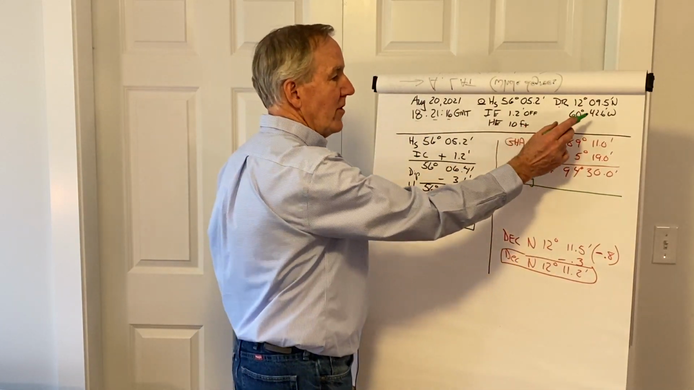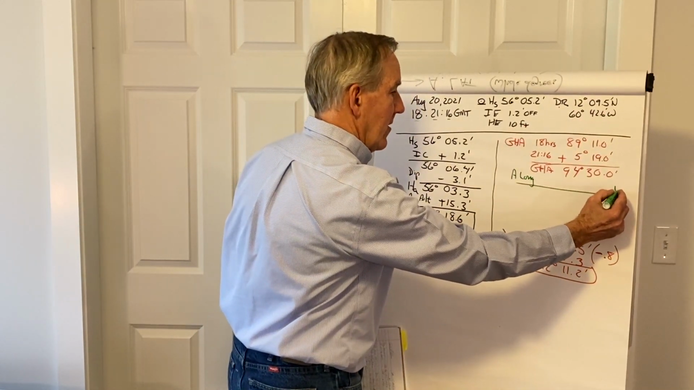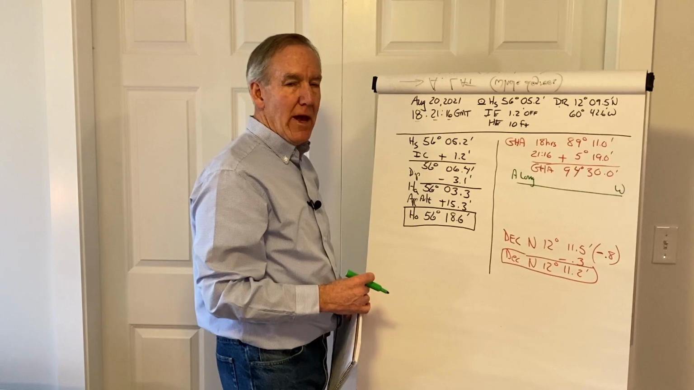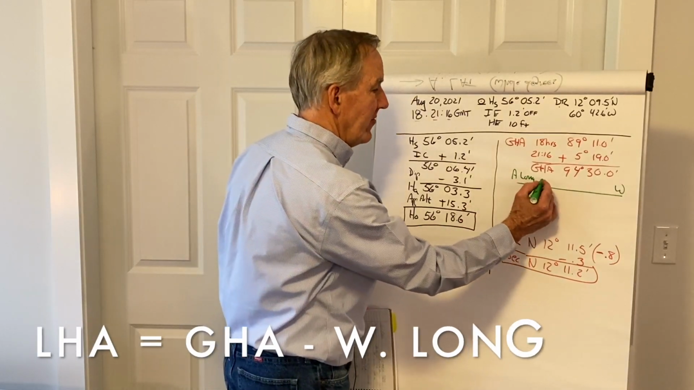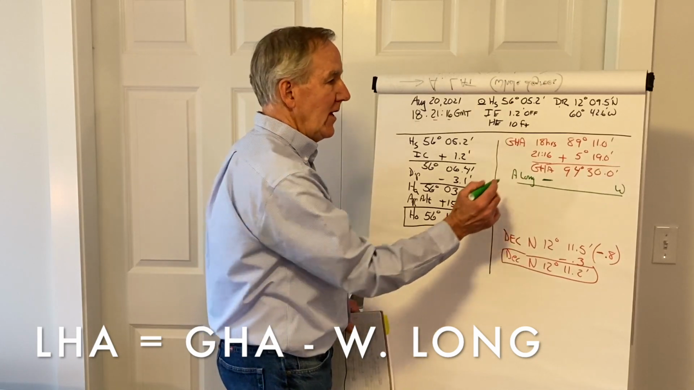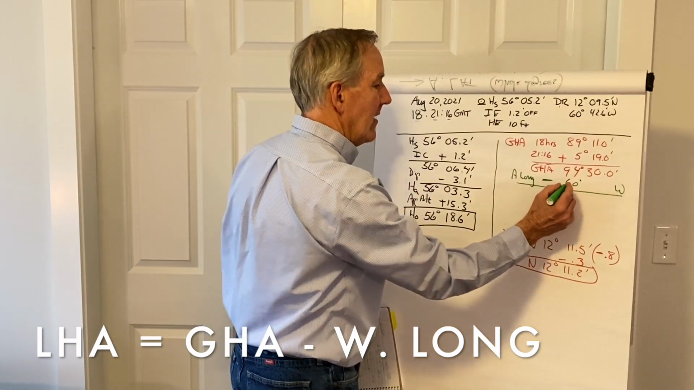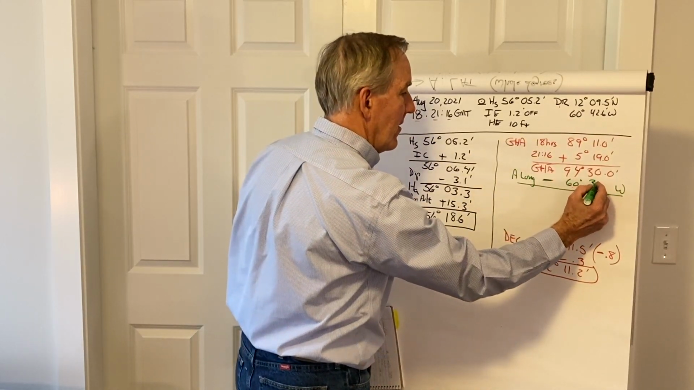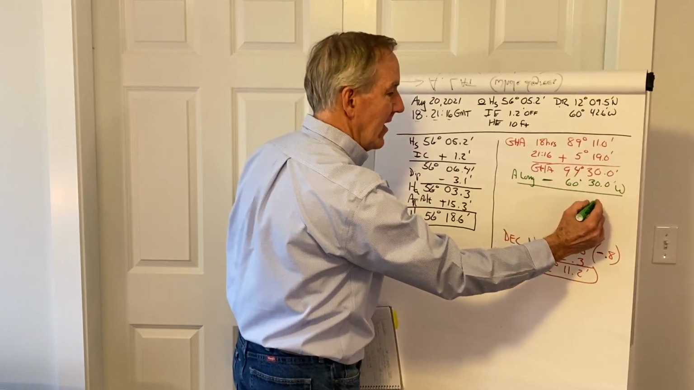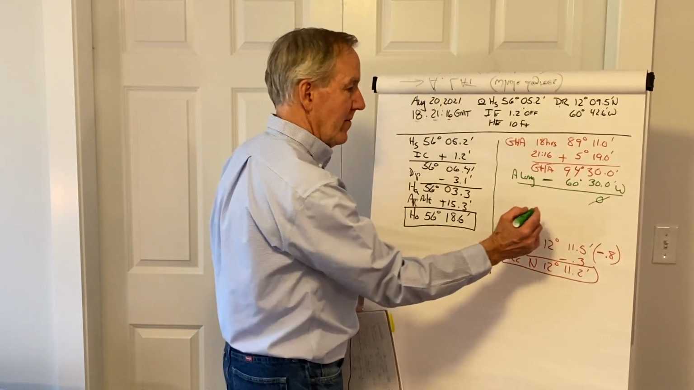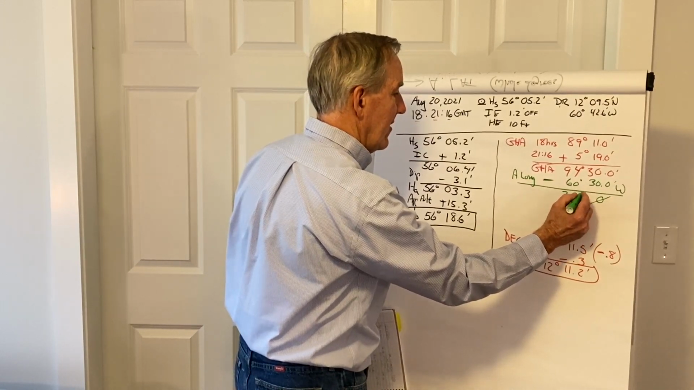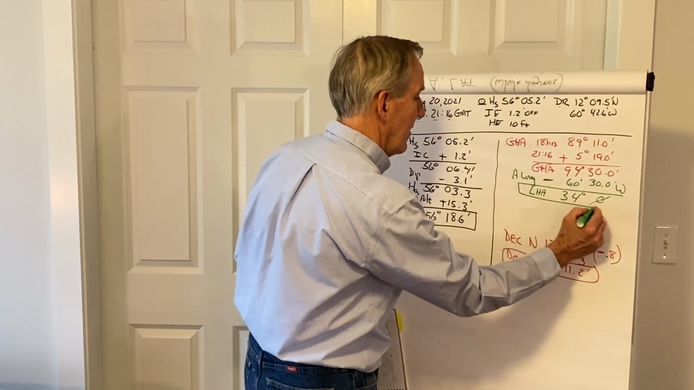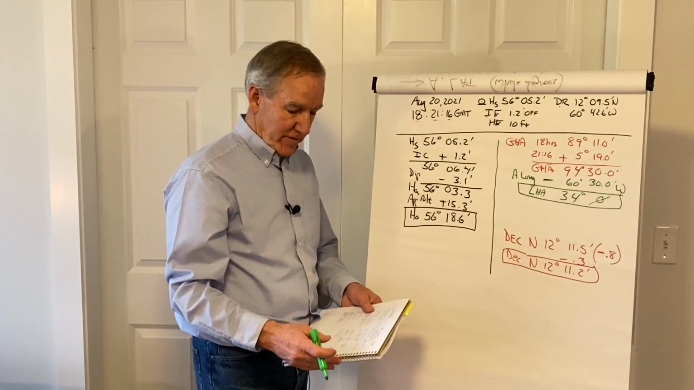And our assumed longitude is west. So according to the formula, LHA equals GHA minus west longitude. We're going to be subtracting our assumed longitude here, and we're going to put 60 minutes in the box, and then we're going to change 42.6 to 30 so that our subtraction ends up with 0 in the minutes. And that gives us a final LHA of 34 degrees.